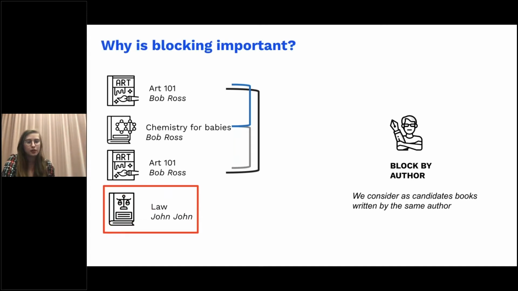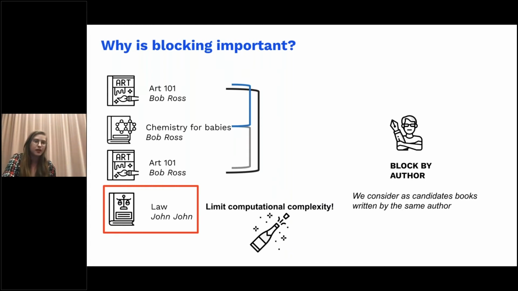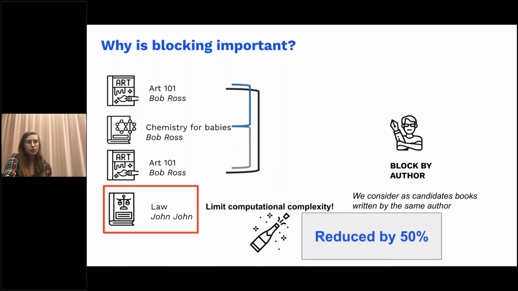We have this book written by John, but because it doesn't really fall into what our blocking strategy is, we will not compare it to any of the books written by Bob Ross, which is great because that means less work to do. That is the entire essence of blocking. In this case, for example, we reduced the pairwise comparisons by 50%, which is a significant improvement. It scales much better than the graph we were looking at earlier.